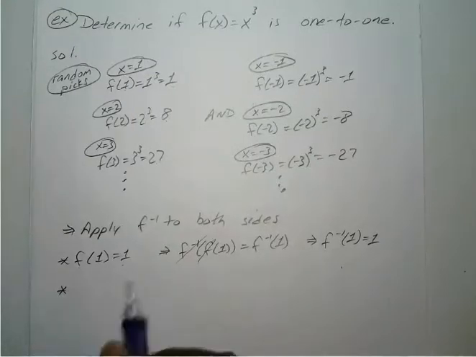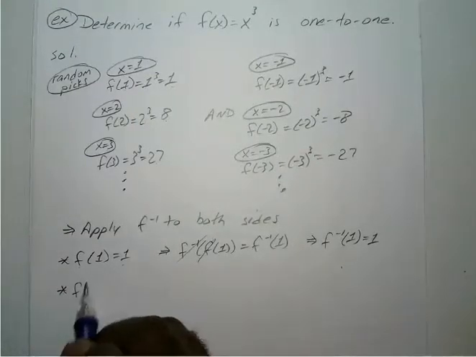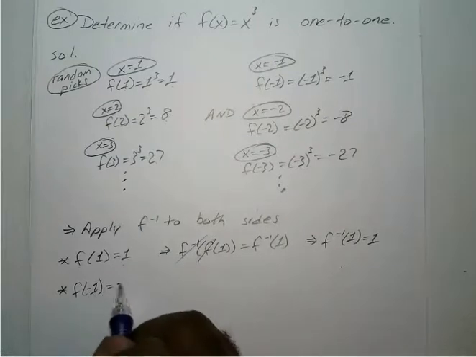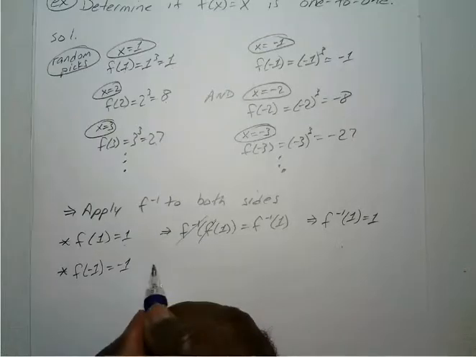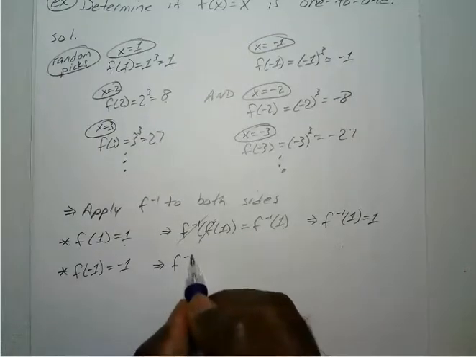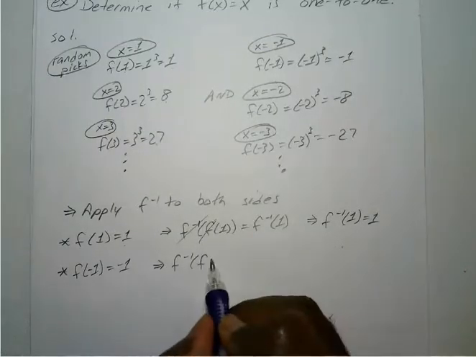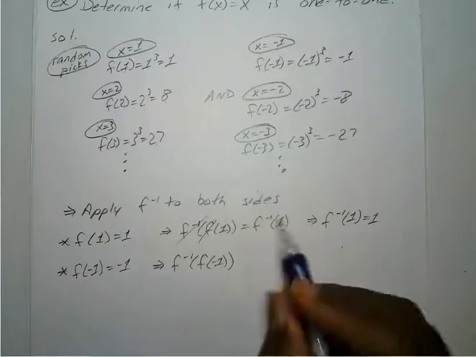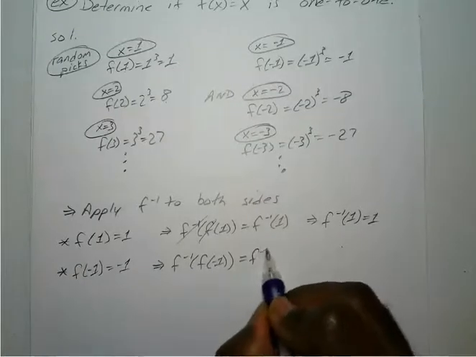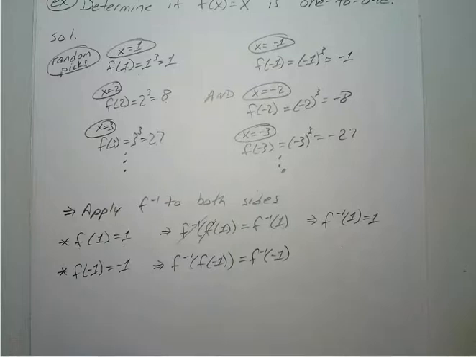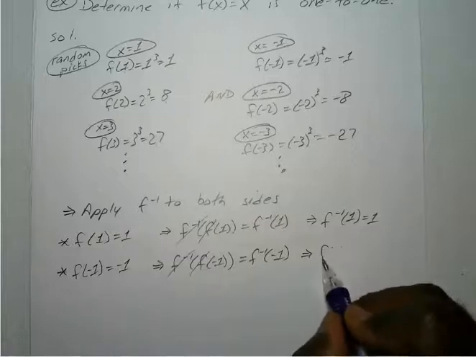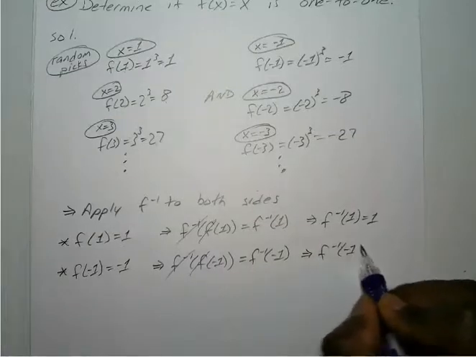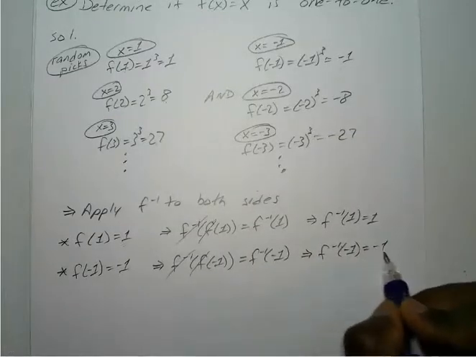Okay, so what if we try f of negative 1? F of negative 1 equals negative 1. Applying f inverse to both sides. So f inverse of f of negative 1 equals f inverse of negative 1. Those two cancel each other out. So we know f inverse of negative 1 equals negative 1.